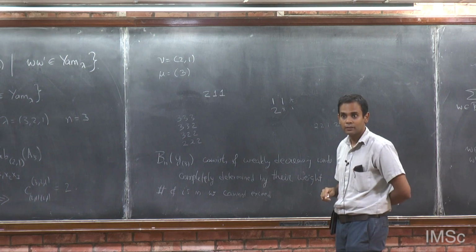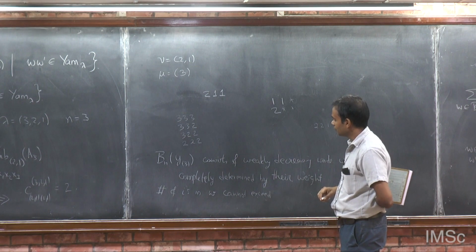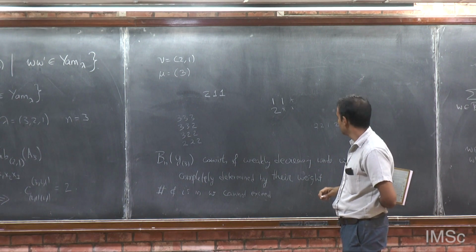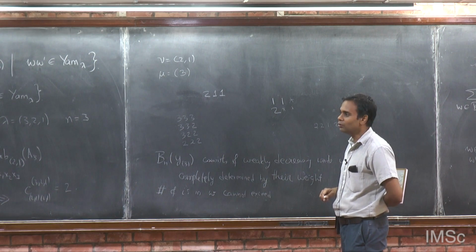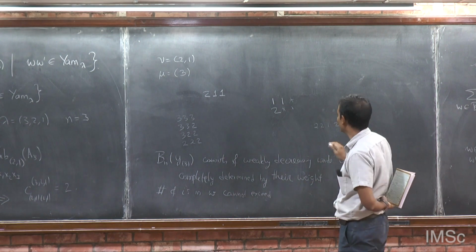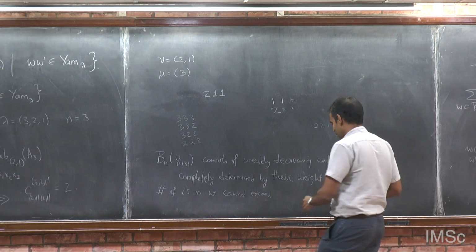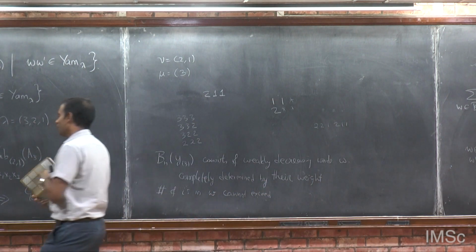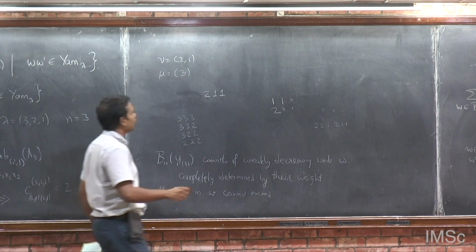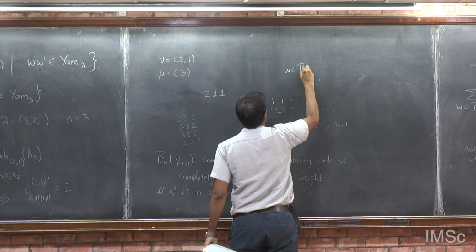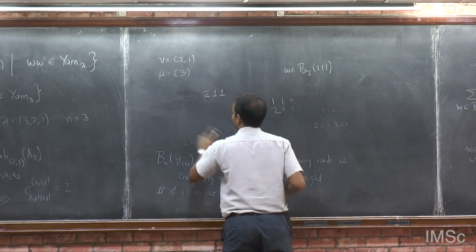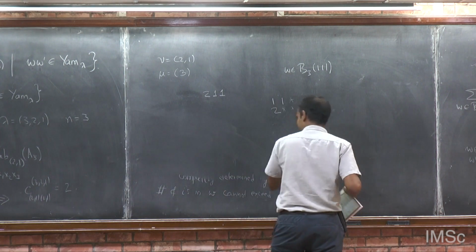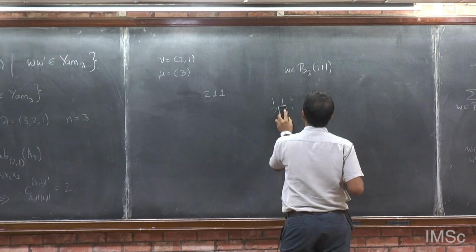I have to look at Yamanouchi words. Oh no, I have to look at Tableau words. Yeah. So I have to look at rows. Oh yeah, that's what I'm doing wrong. Yeah, you're right. So yeah, I'm doing W in B3 1 1 1. So these are rows. Okay. So that simplifies life.